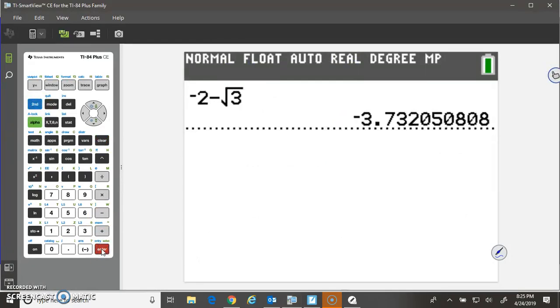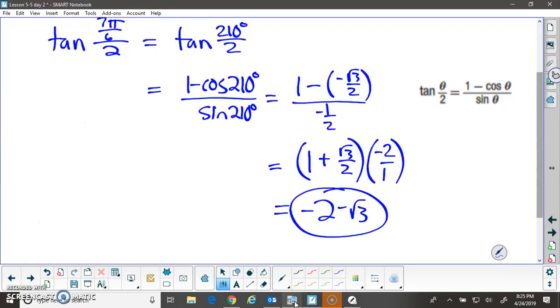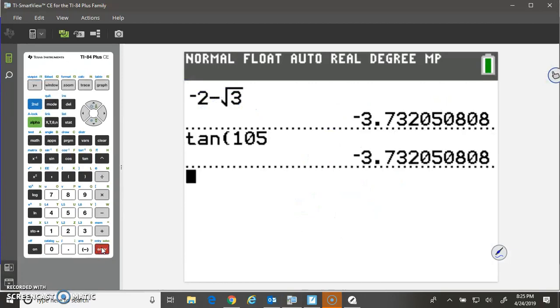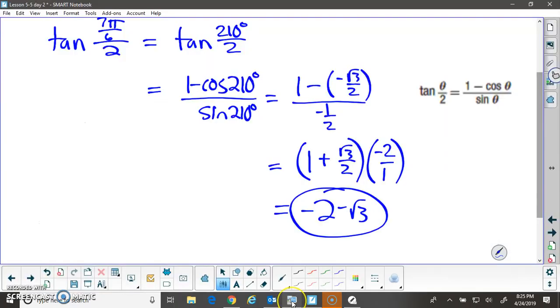This is my answer. If I type that in on my calculator, it should be the same thing as the tangent of, what was it, 105 degrees. So we get the same thing. Great way of checking your answer.